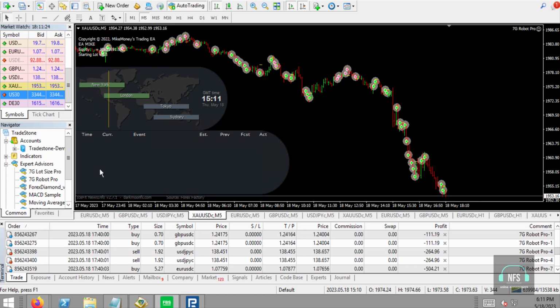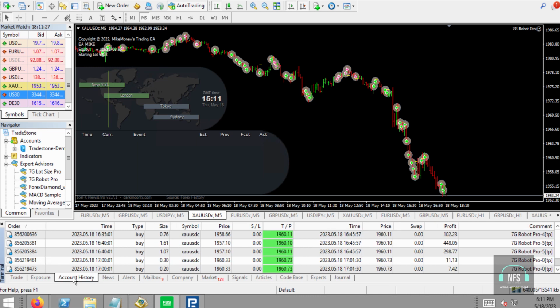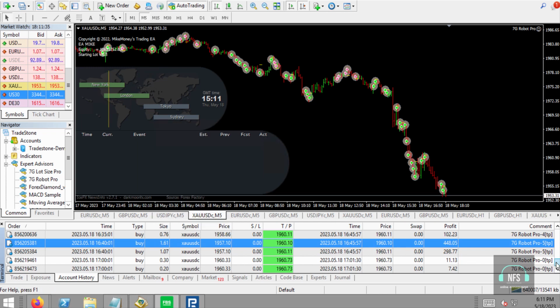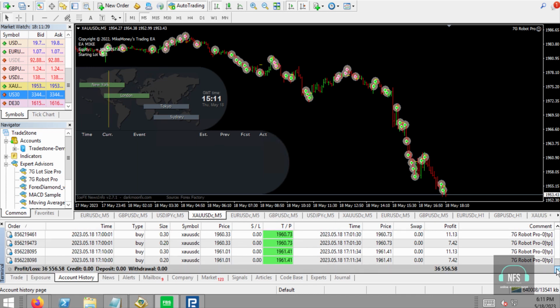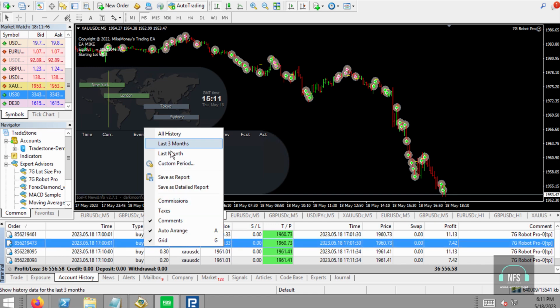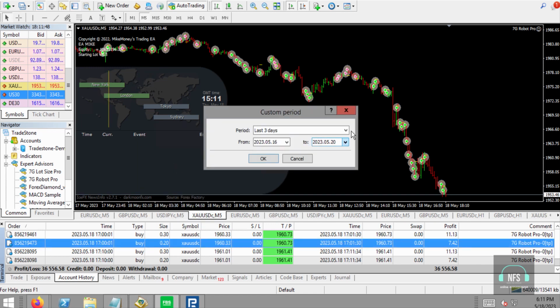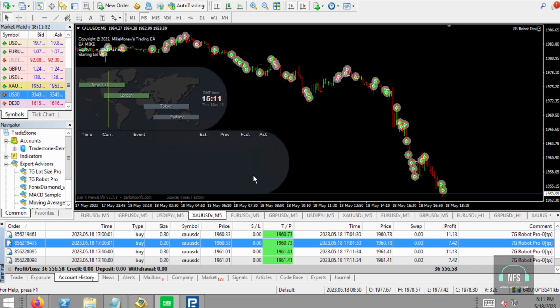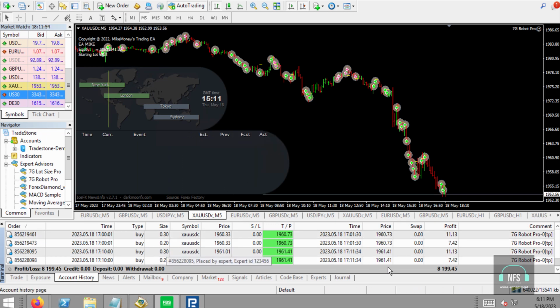Let's go ahead and look at the account history, and see what was happening today. No, I think here it is for a few days, $36,000 here, as you can see. Let me put it on custom period. It was the last 3 days. Let's put it on today to see exactly today's profits, and these are today's profits.